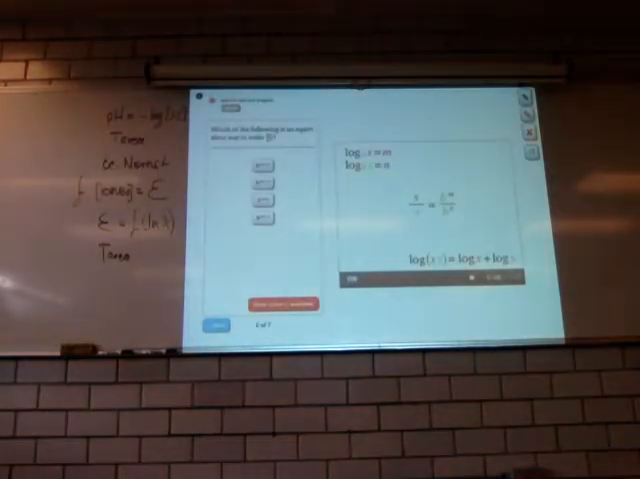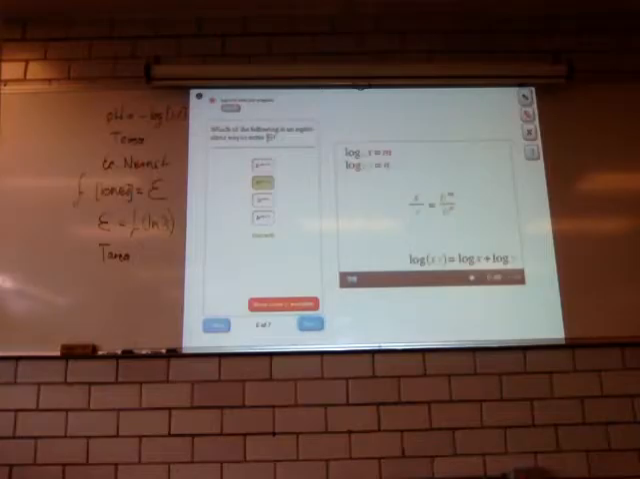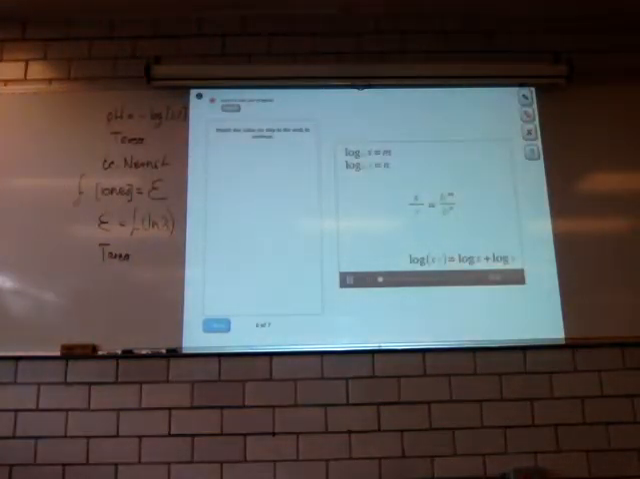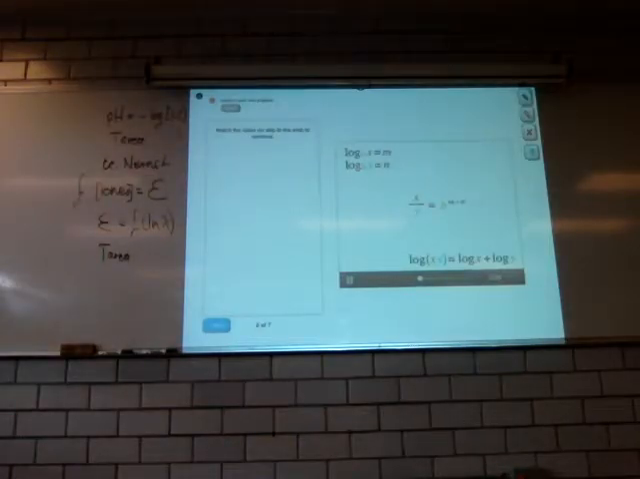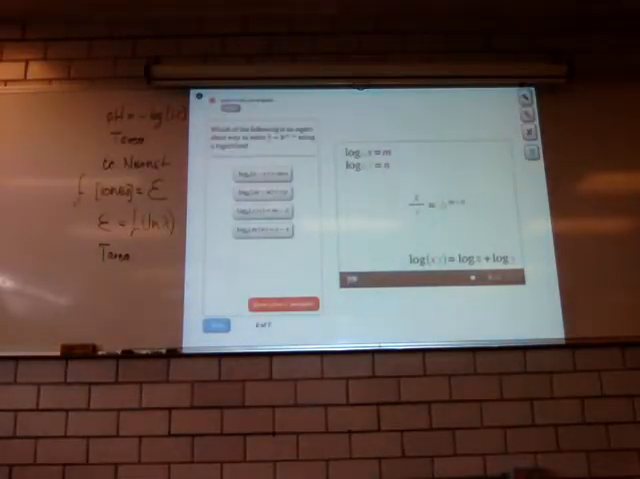Ahora tenemos el cociente. ¿Cuál será la expresión para el cociente? La segunda. Exactly. It's b to the m minus n. Okay. Last question. How can you write this exponential equation in logarithmic form? ¿Cuál será la forma logarítmica?